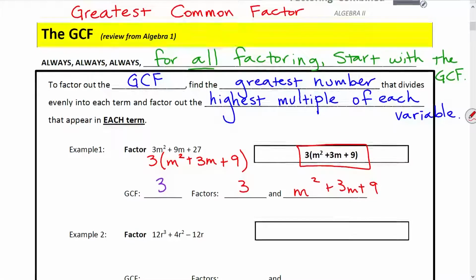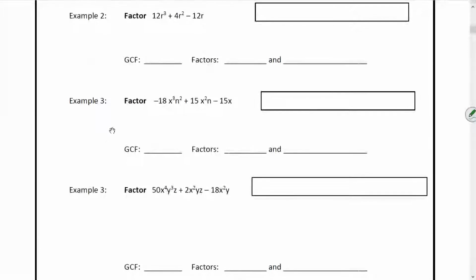Let's do 2 more just so you can see it. Let me erase this and scroll up. In example 2, we want to factor 12r cubed plus 4r squared minus 12r. And we'll always start with the GCF. In fact, that's the only tool we have right now.